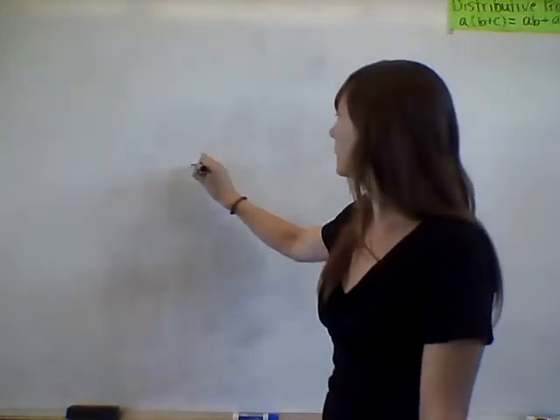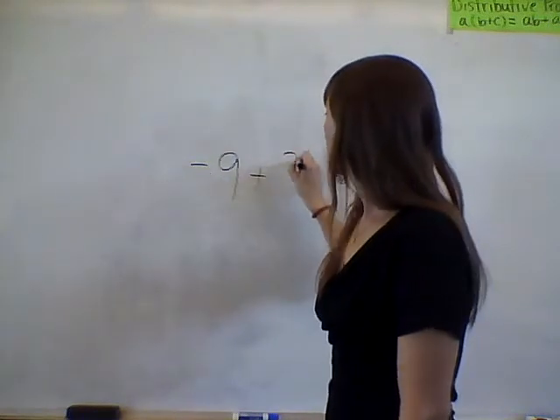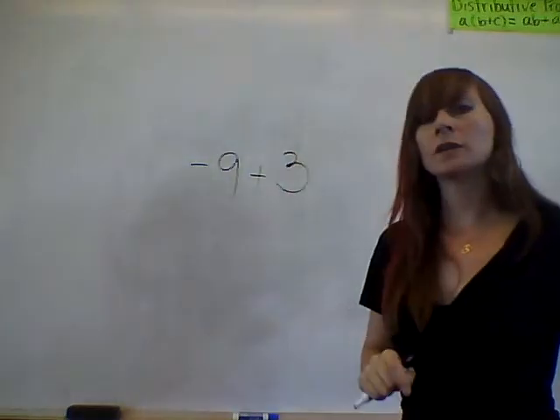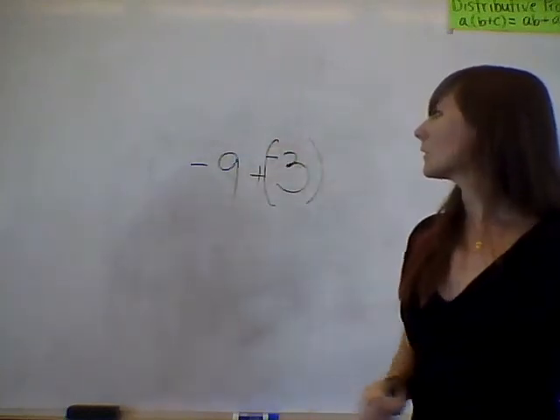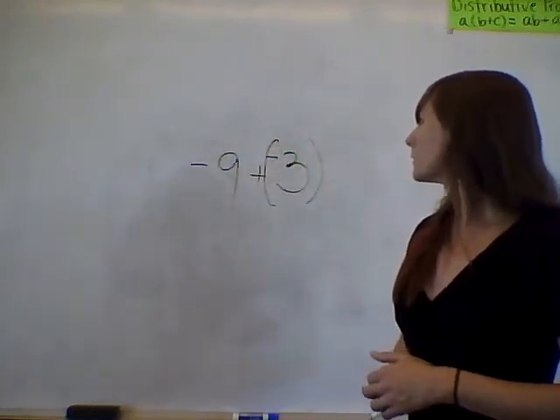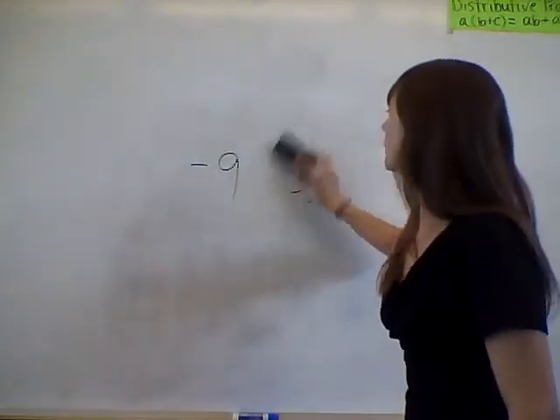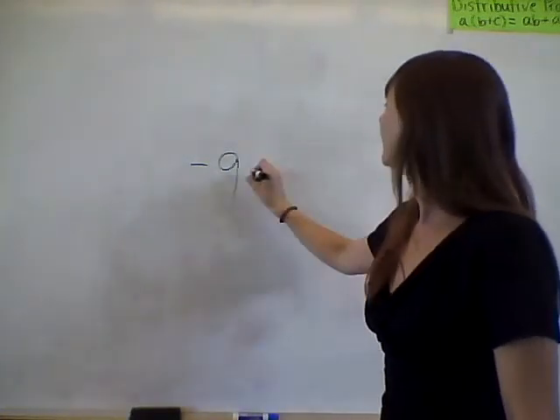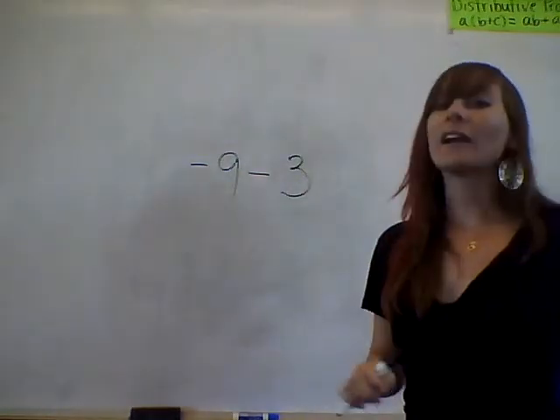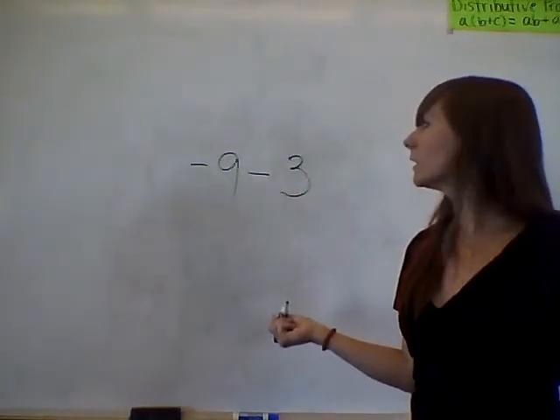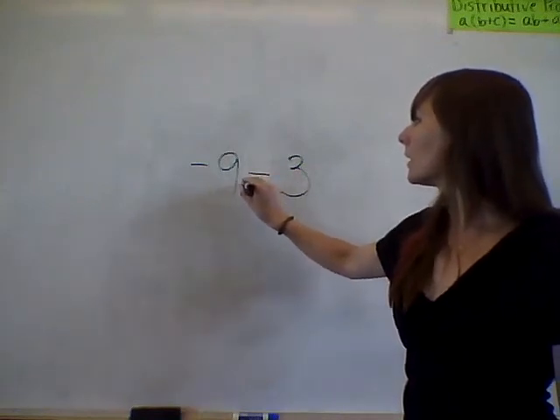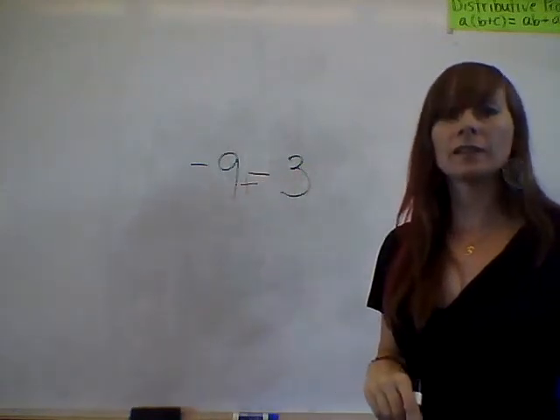Here's another one. Negative 9 minus 3. I'm going to add the opposite, because if I read this, it says negative 9 minus 3. So to add the opposite, it's negative 9 plus a negative 3.